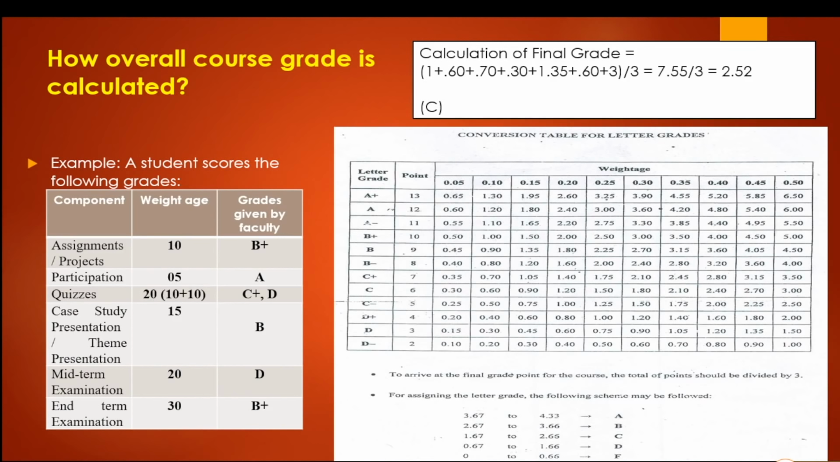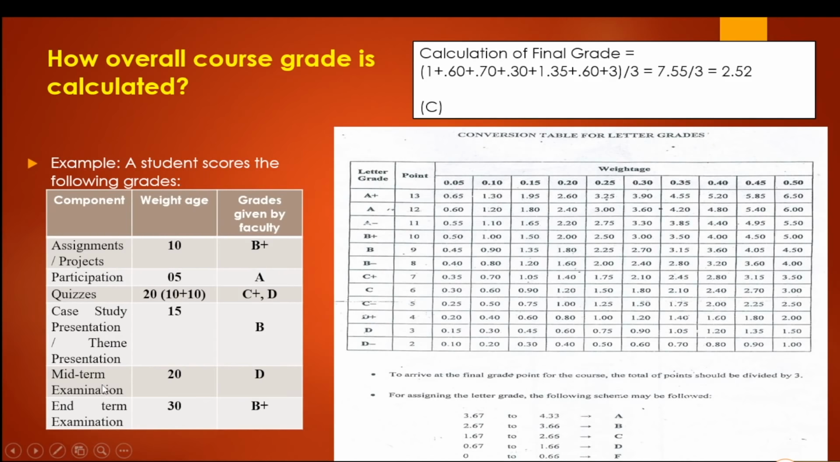And case study is 15%. Midterm examination 20%, end term examination 30%. Now, grades given by the faculty: we have now understood how we have given B plus, A, C plus, D or B. We follow the same procedure as I have just now covered in my previous slides. And now we have to go in for calculating the final grade of the subject. We have gone in for evaluating him over these components, right?